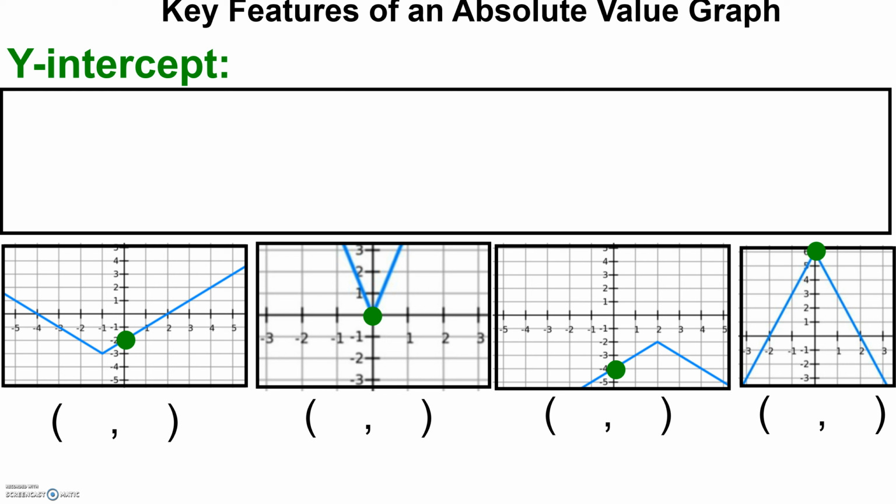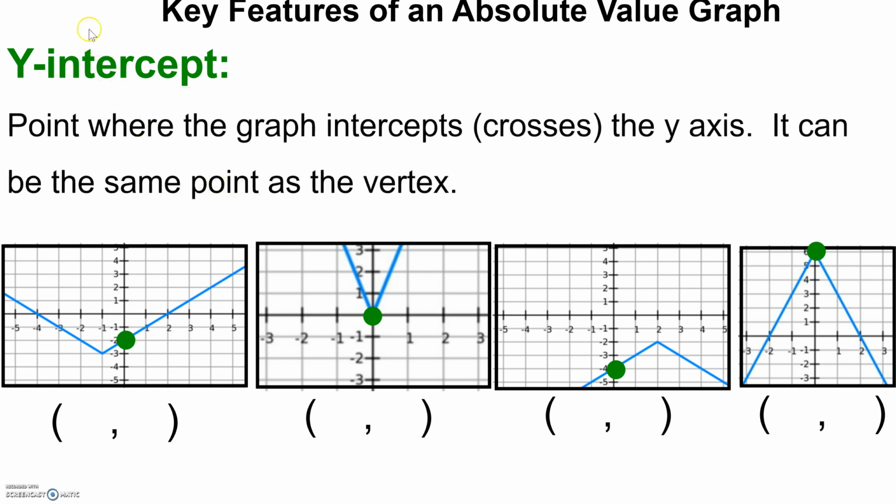The y-intercept. This is something we've talked about before. It's the point where the graph intercepts or crosses the y-axis. It can be the same point as the vertex. Do your best to identify the y-intercept of each of these 4 graphs. Check your work.